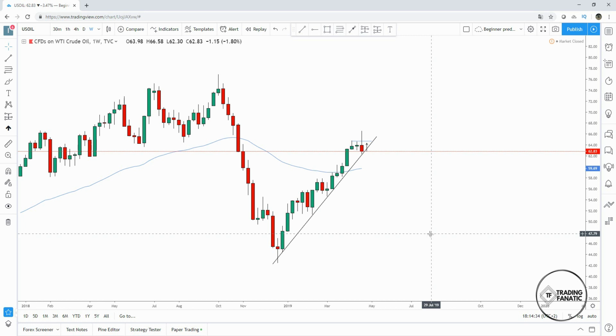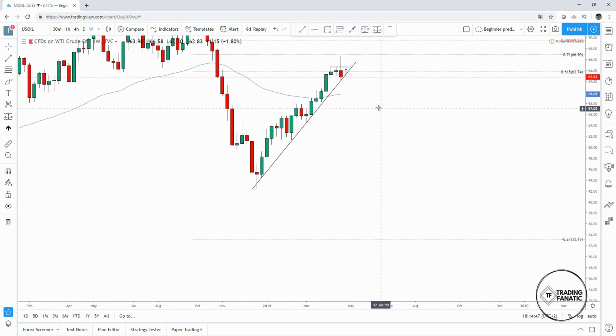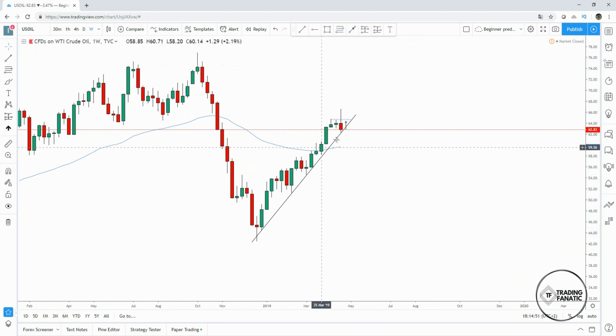And here we have US oil. I just want to make a quick comment on that, because as you can see on the weekly time frame, we reached the 61.8% Fibonacci, and now we may start to flush down. And as you can see, the weekly candle formed very nicely with some manipulation to the upside.